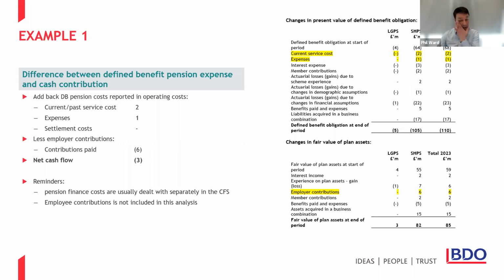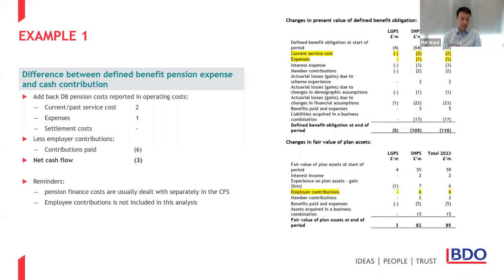Sorry, just making my screen a bit bigger. As I said, you can pick these items up from the pension notes. On the right-hand side is a pension extract from that pension note. At the top, you've got your movement in the defined benefit obligation, and below the movement in the assets of the scheme. So the items that hit operating cost in defined benefit pension schemes are typically current and past service costs. You can see here we picked up a figure of 2 from the note. That's an add back because we've expensed that, but it's actually a non-cash item. It's a notional expense. We'd also pick up any expenses.